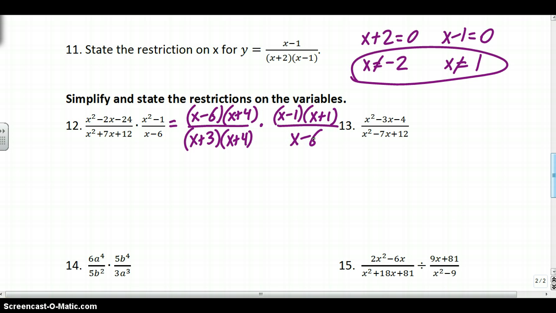Now, we need to look and see what x cannot be. This one tells you -3. This one tells you -4. And this one tells you 6. Cannot be those three numbers.